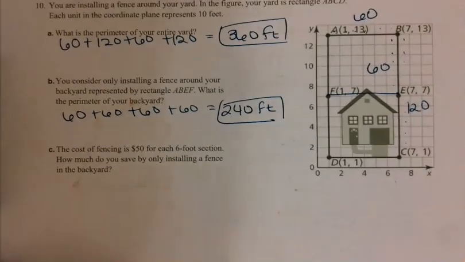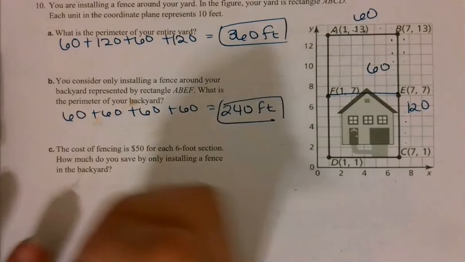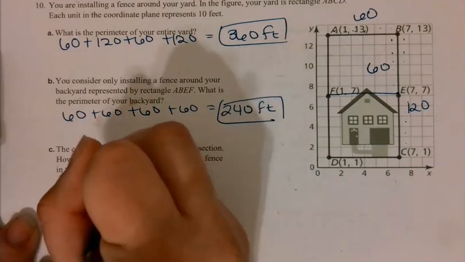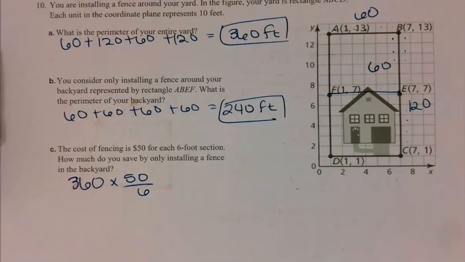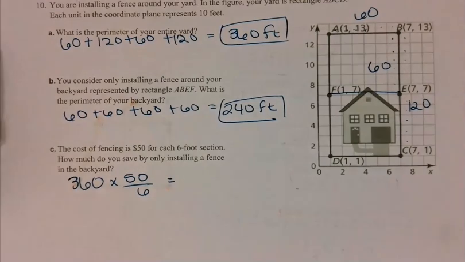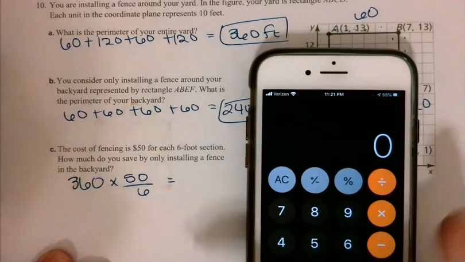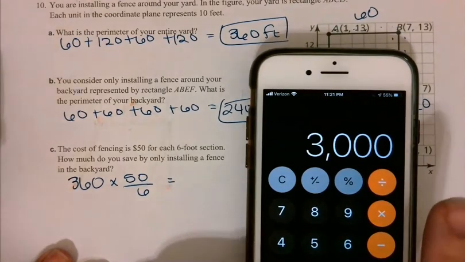Okay. So then it tells me that the cost of fencing is $50 for each 6-foot section. It wants me to figure out how much I save by installing fence in only my backyard. So what I'm going to do is I'm going to do 360 times 50 divided by 6, because it's in 6 feet chunks for each panel. So then I'm going to figure this out on my calculator. 360 times 50 divided by 6 gives me 3,000.